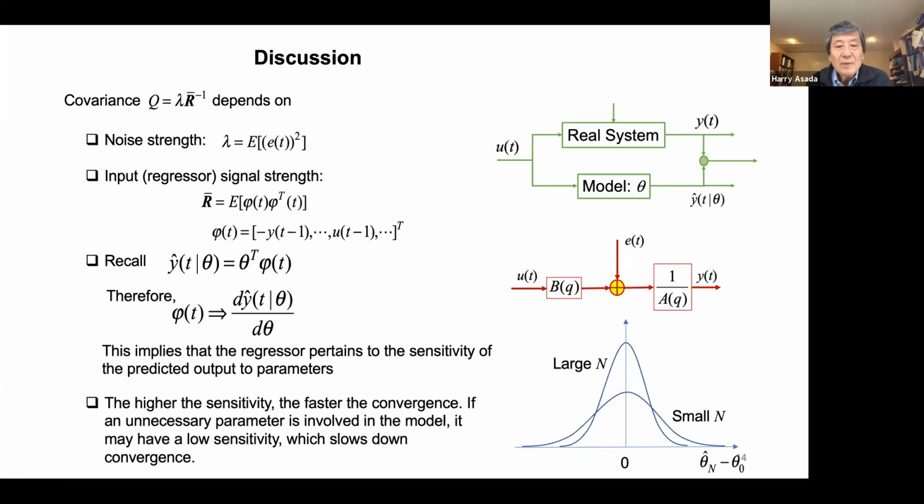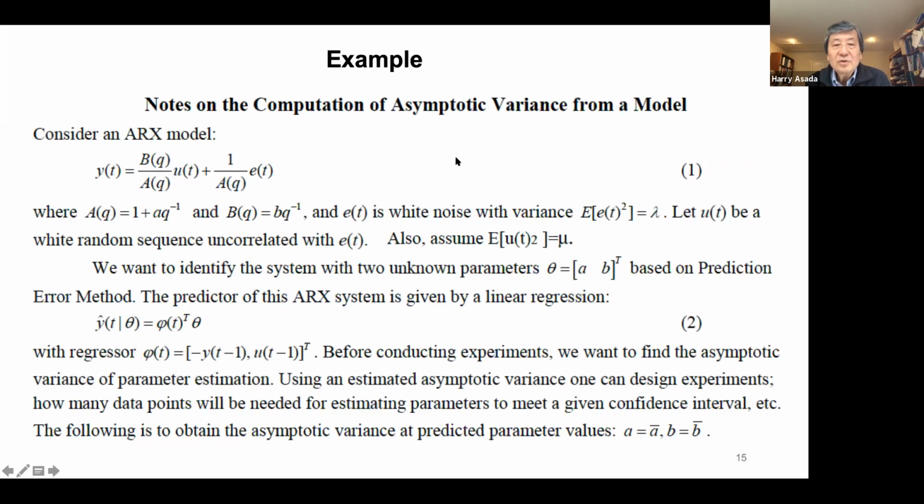Okay, now let me just show one example. This one is strongly related to problem set number 4, which I released yesterday. The last question is on this asymptotic error covariance and variance analysis, and I attached some notes. And this is actually the same copy as that note.